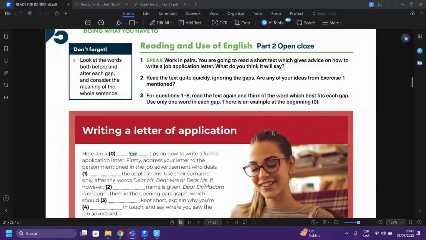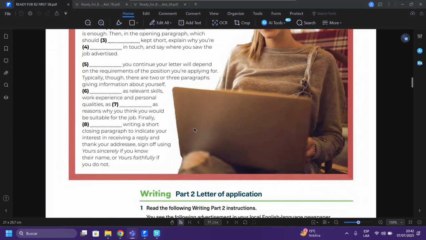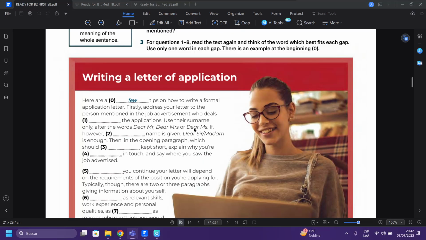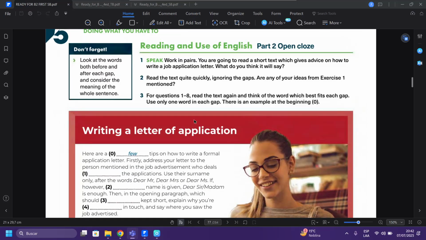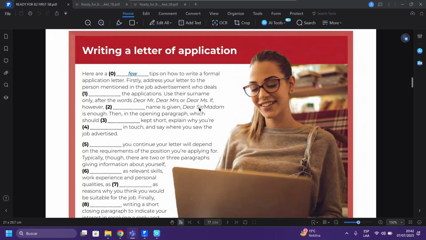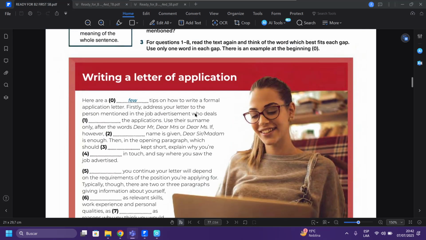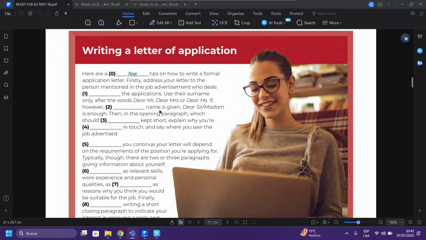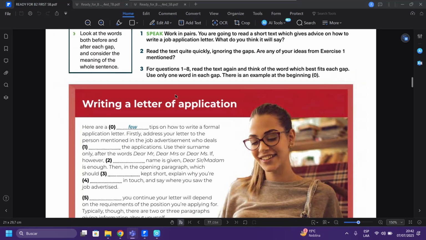Anyways, so today we're gonna be working on the reading and writing part, and for that I need you to open up your book on page number 70. First of all, let's go over the reading and use of English part 2. This is the open cloze part. What you have to do is think of a word, only one word, that best fits every single blank, okay? And we're gonna do it together.